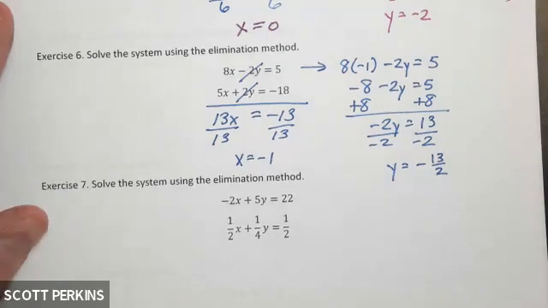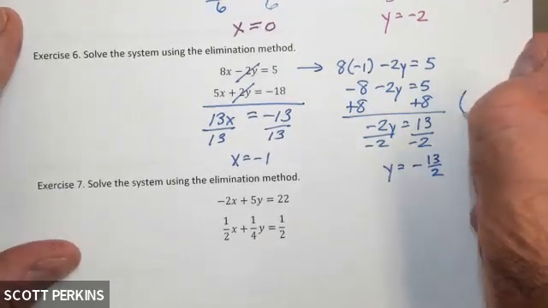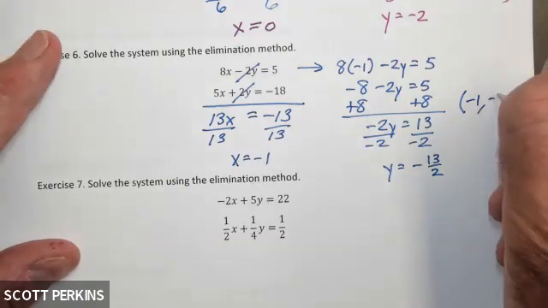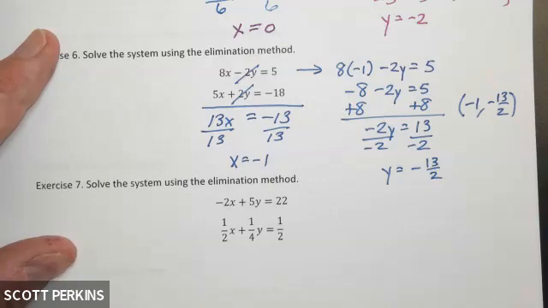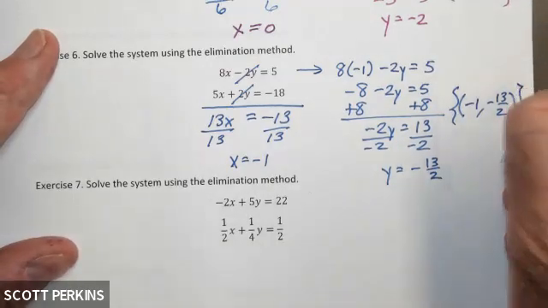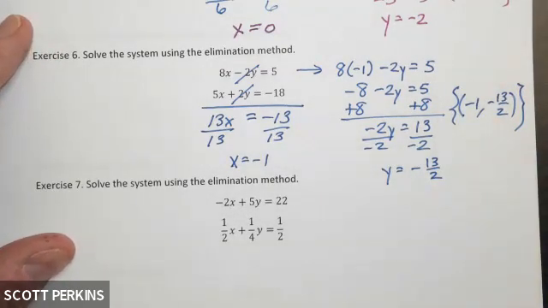That's fine as well. And so that means my answer is x is -1, the y is -13 over 2. Fractions are friends. We don't always like them, but they're useful. And there we go. There's our answer. That's our ordered pair.